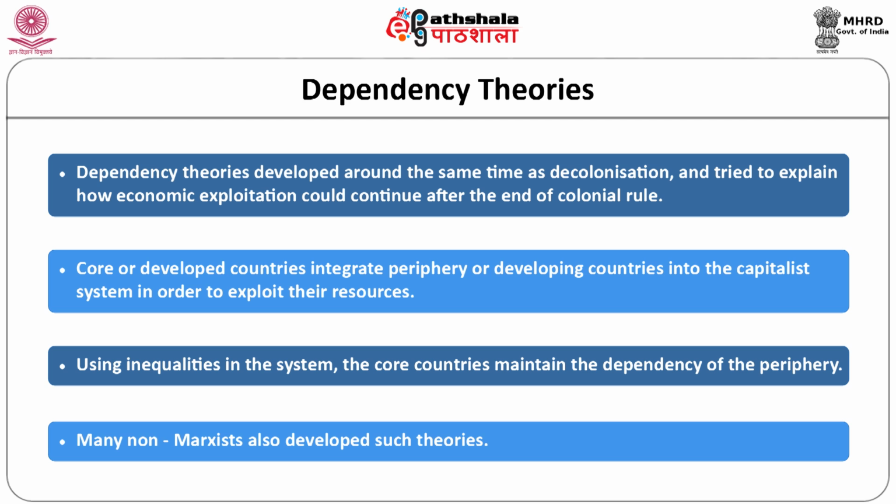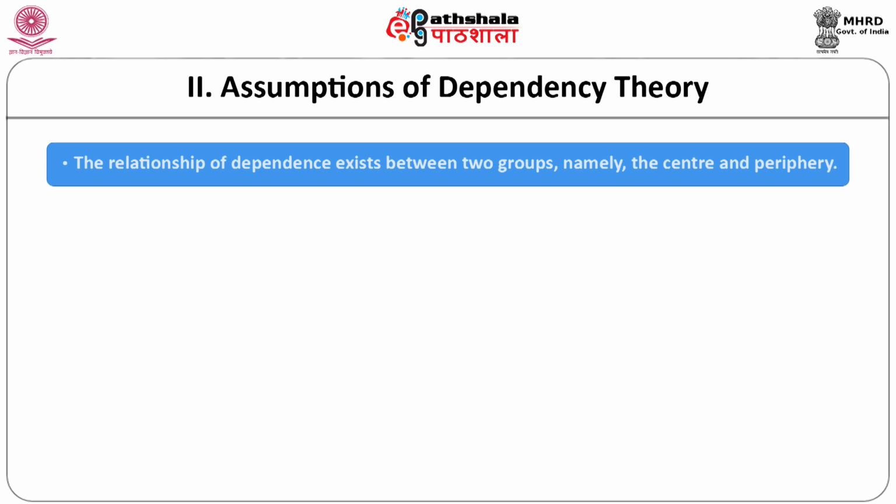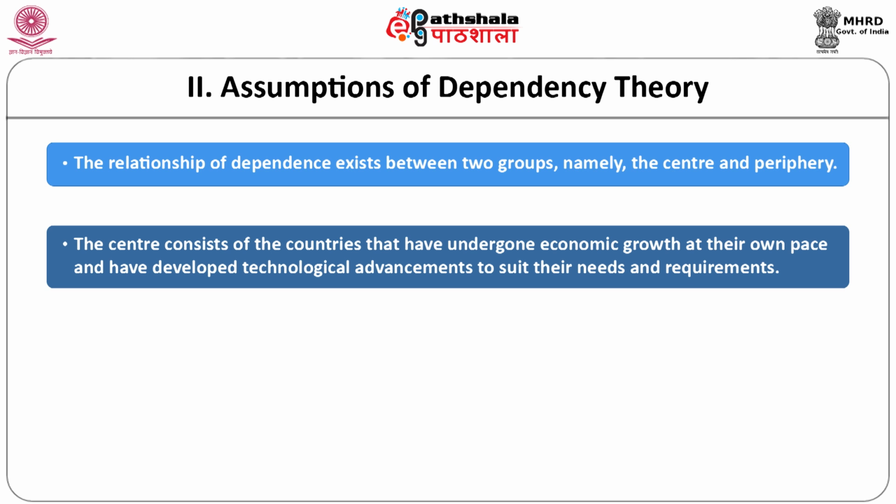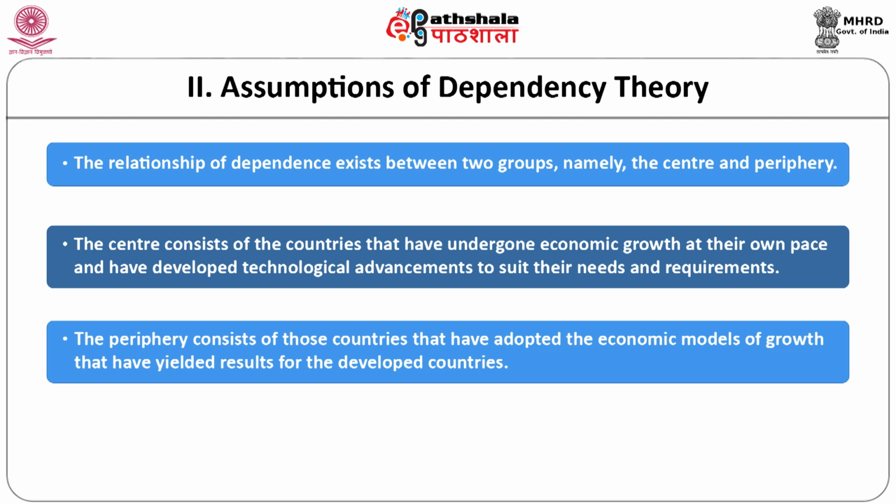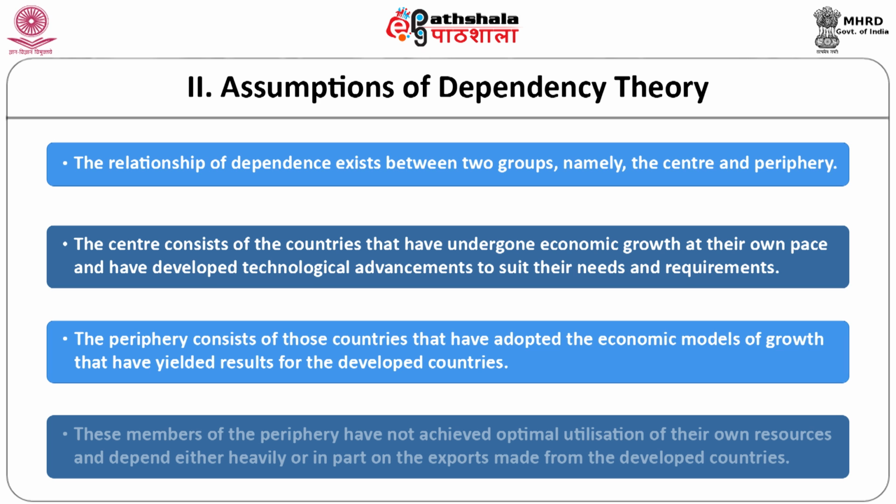The relationship of dependence exists between two groups, namely the center and the periphery. The center consists of the countries that have undergone economic growth at their own pace and have developed technological advancement to suit their needs and requirements. The periphery consists of those countries that have adopted the economic models of growth that have yielded results for the developed countries. These members of the periphery have not achieved optimal utilization of their own resources and depend either heavily or in part on the exports made from the developed countries.